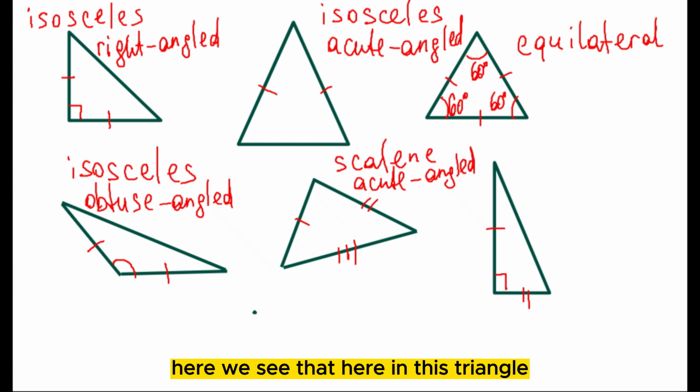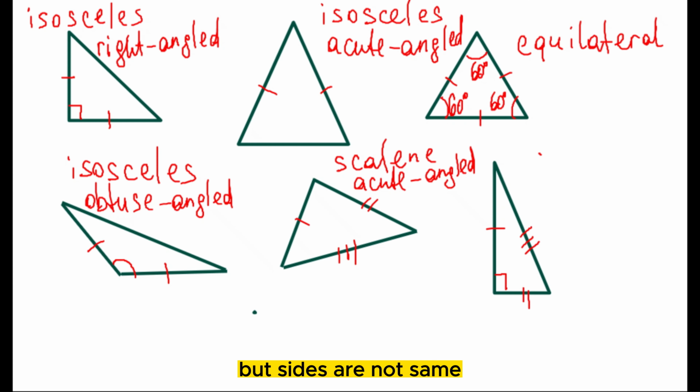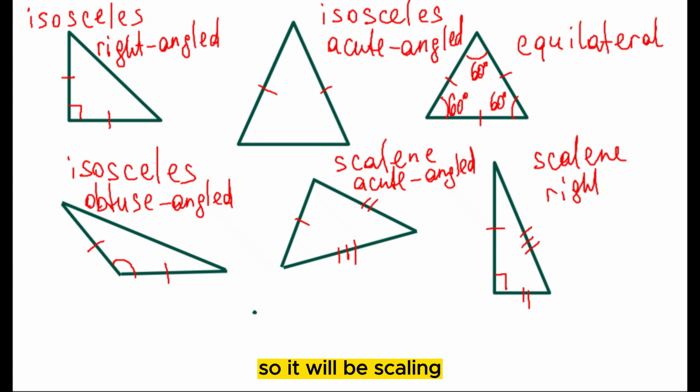Here in this triangle we have one right angle, but sides are not same. So it will be a scalene right angled triangle.